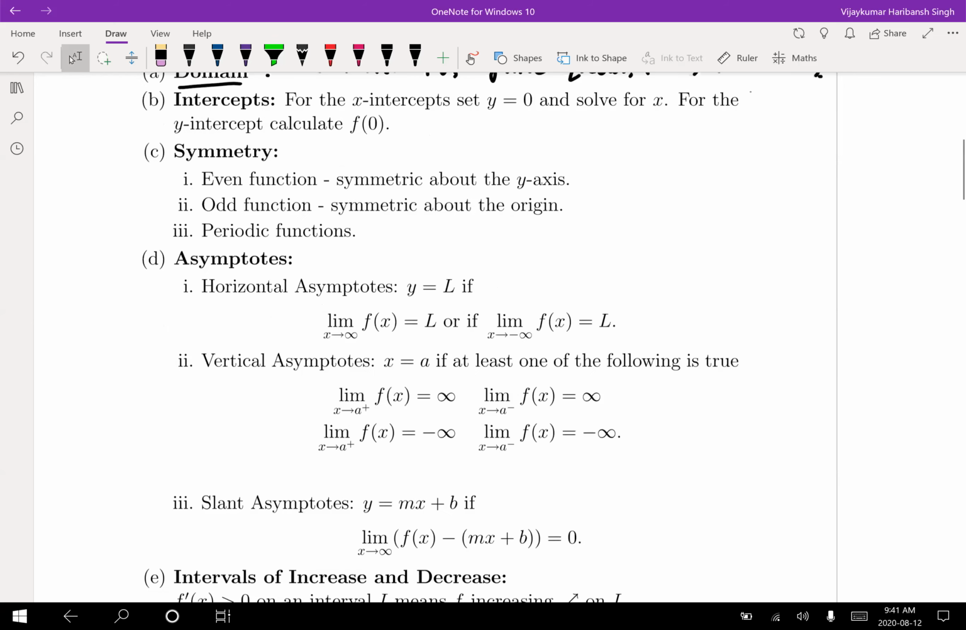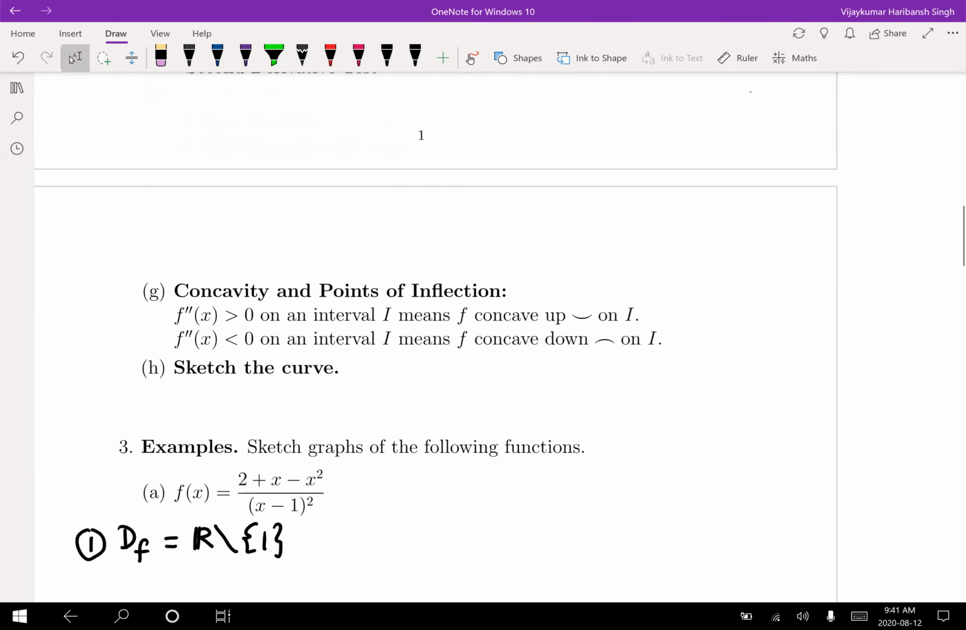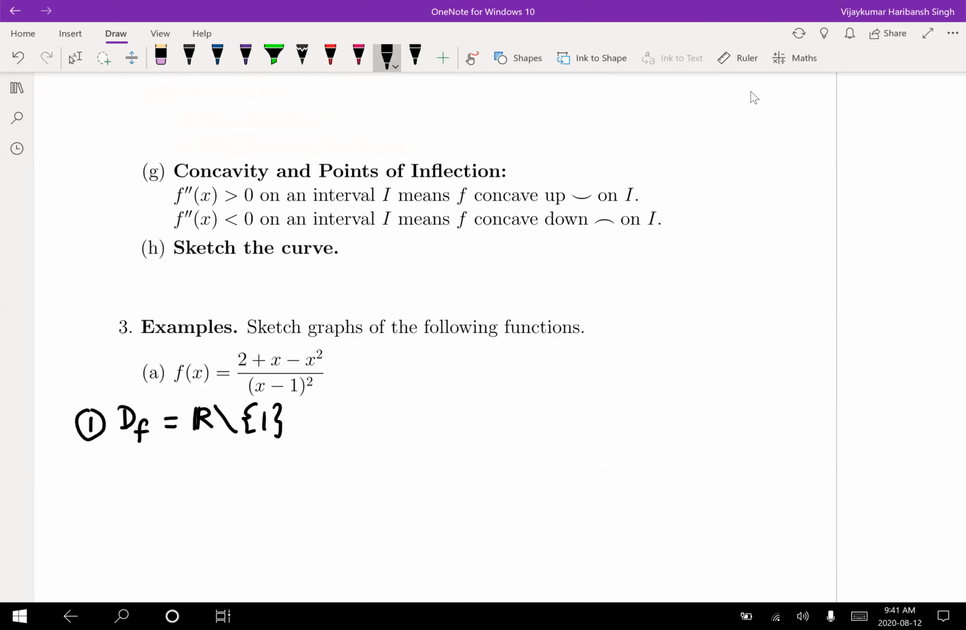The next thing we should do is look for the intercepts. So for the x-intercept, we should put y equals 0 and solve for x. For the y-intercept, we should put x equals 0 and solve for y. So let's look at that. So the x-intercept.